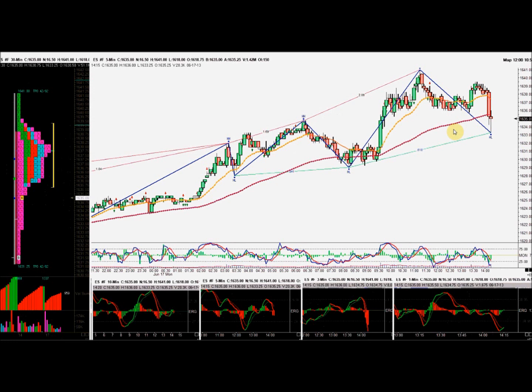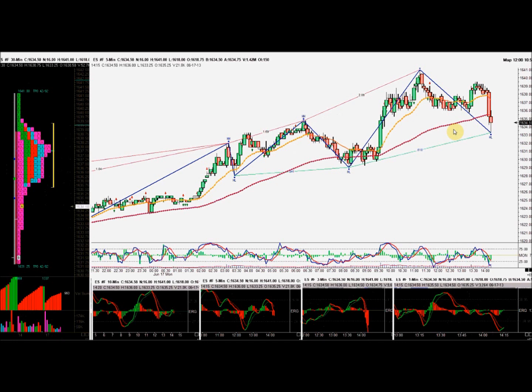You don't want to chase the market. Make a decision, a good entry point, a good exit point. One of the things I didn't do on this particular trade is really figure out a good exit point.